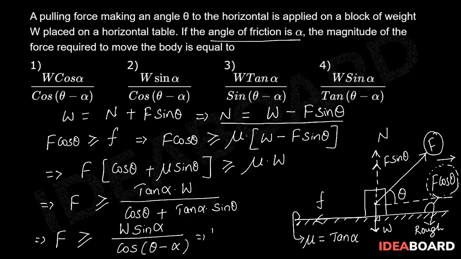So the minimum force required to slide the block is given by W sin alpha upon cos of (theta minus alpha). So the correct option is 2.